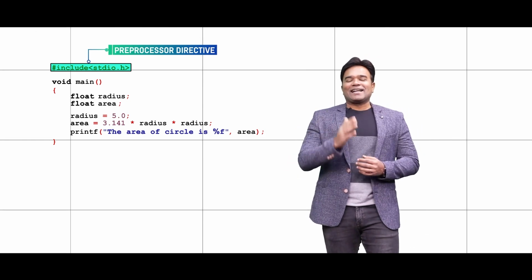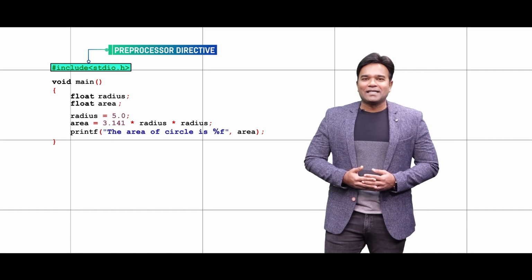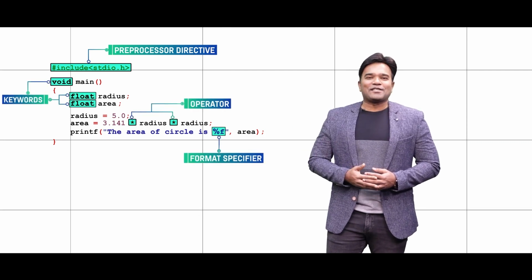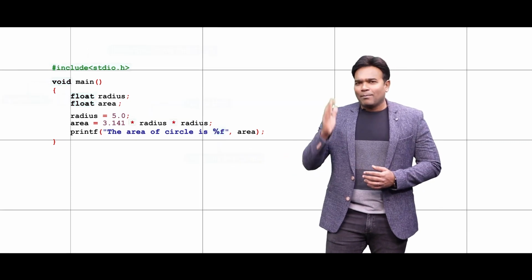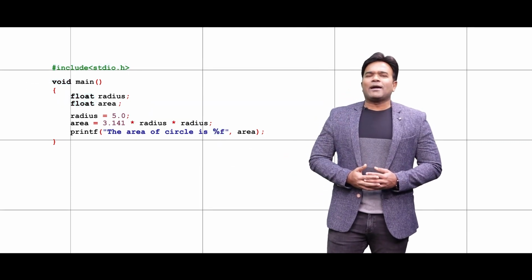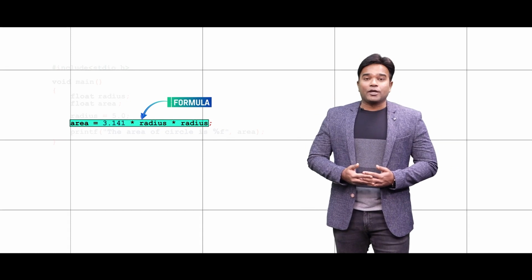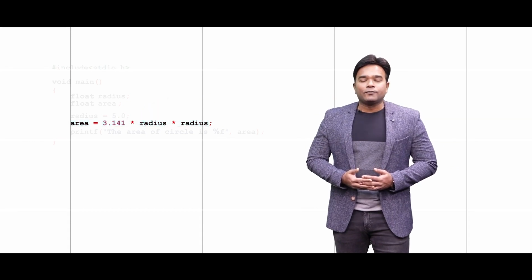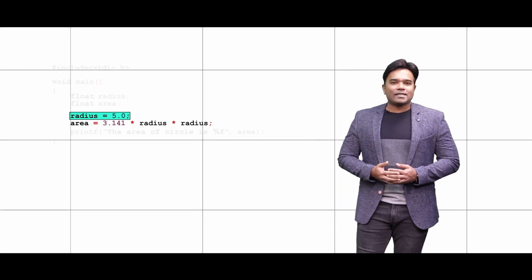I'm sure that in the very first video of the C series, there are a lot of things that I have specified here which may not be clear to you at all at this point in time, but I'm sure coming from a mathematical background, at least you are able to understand this formula. And if you have to make use of the formula, then the value of the radius is important. So it means that you have understood this statement as well.